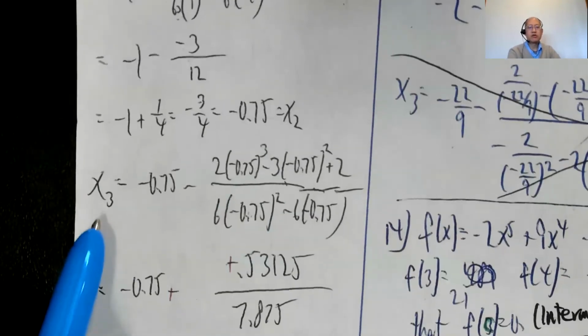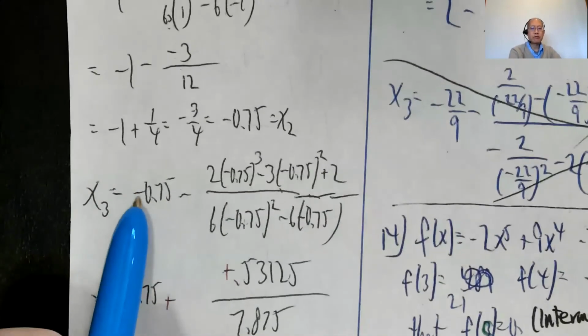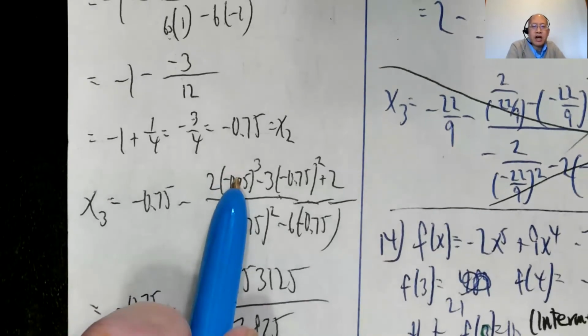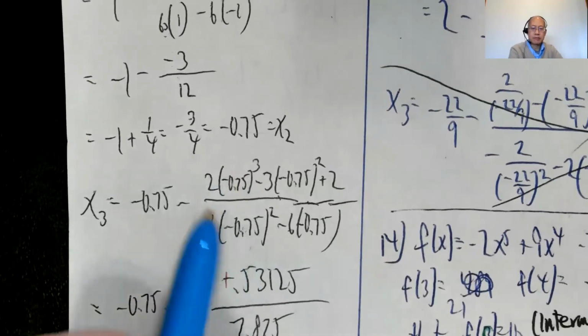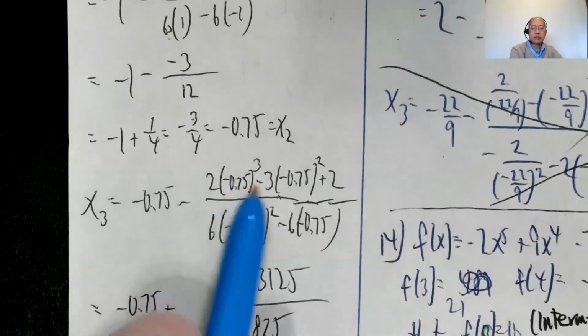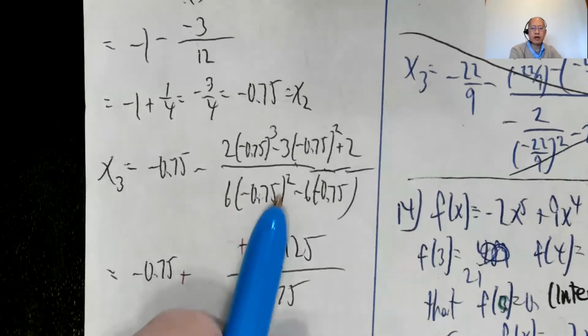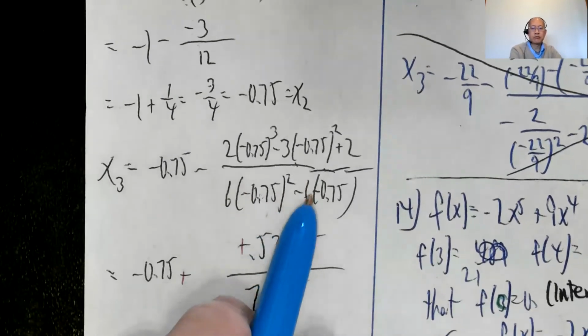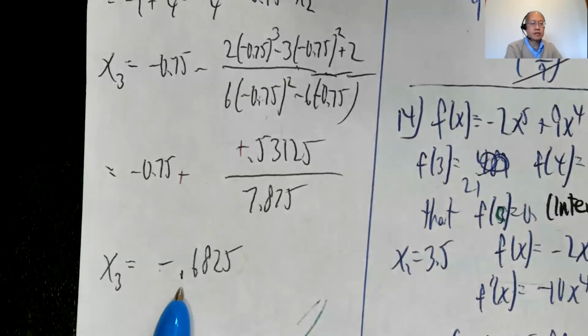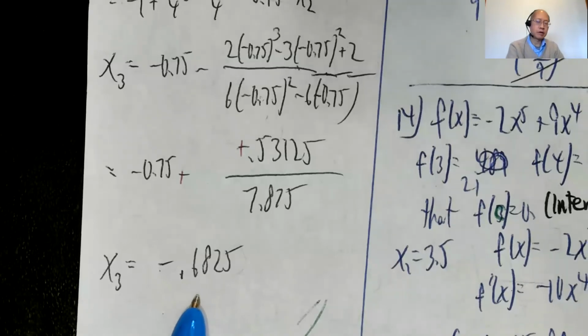Okay, then for x3, you do the same thing. Negative 0.75 minus, plug in negative 0.75 to the top and bottom. So 2 times negative 0.75 cubed minus 3 times negative 0.75 squared plus 2 over 6 times negative 0.75 squared minus 6 times negative 0.75. Punch it in the machine. X3 is negative 0.6825. So it's clearly more clumsy if you don't have the answer button, but it's definitely possible still to do.